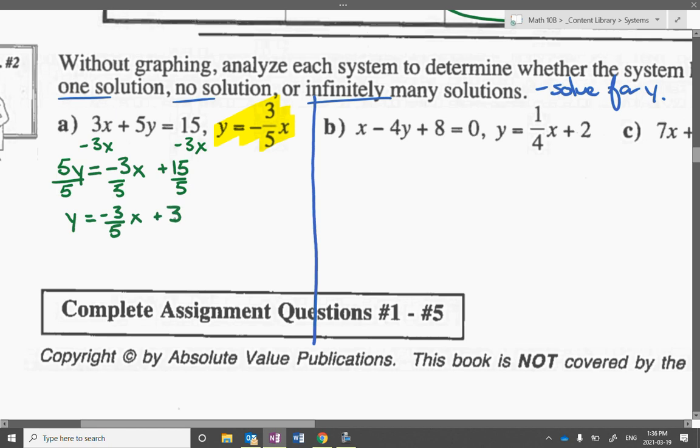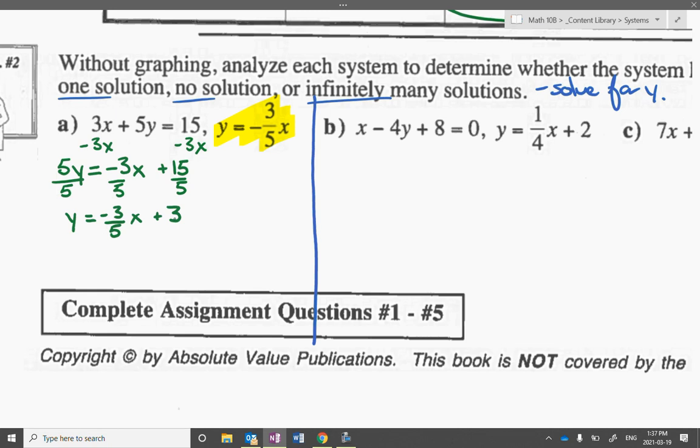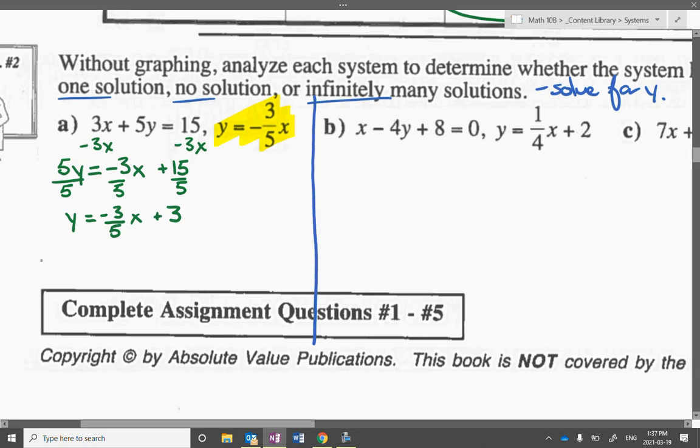What do you notice about the slopes of these two equations? They're the same. Do they have the same y-intercept? No. So that means the slopes are the same, so there are no solutions.